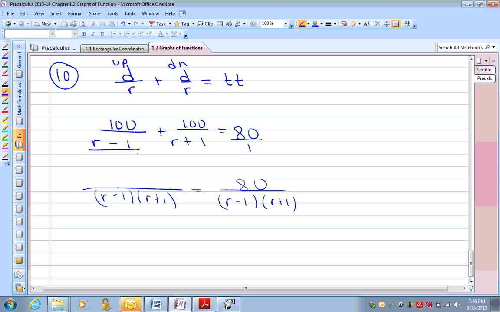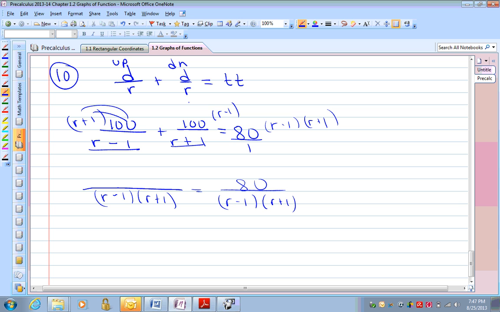When we look up here, this has r minus 1, so since we already multiplied the bottom by r plus 1, we'd need to multiply the top by r plus 1. Over here, we have the r plus 1, so we need to multiply the top and the bottom by r minus 1. And over here, we just have a 1, so 80 is going to get multiplied by both r minus 1 and r plus 1. You're in pre-AP, so I'm assuming that you can do your distributing and combine all your like terms.